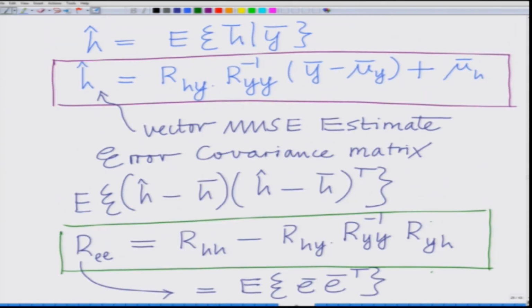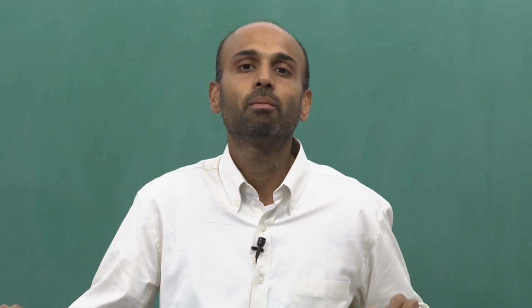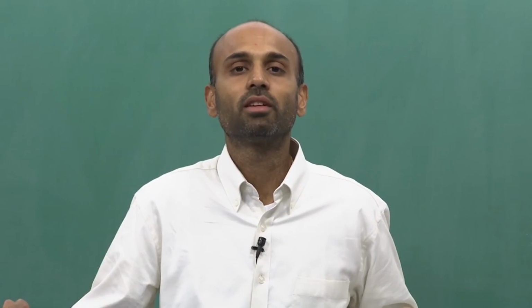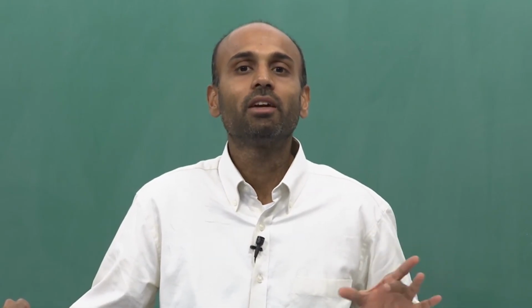This is the vector MMSE estimate. Remember, this is the vector MMSE estimate. This is the error covariance matrix for the vector scenario. So, we have the expressions for both of them, and we have derived them as extensions of their corresponding scalar counterparts, that is, the corresponding expressions from the scalar parameter and observation scenario. This comprehensively concludes the MMSE estimate when the parameter h and y are jointly Gaussian.